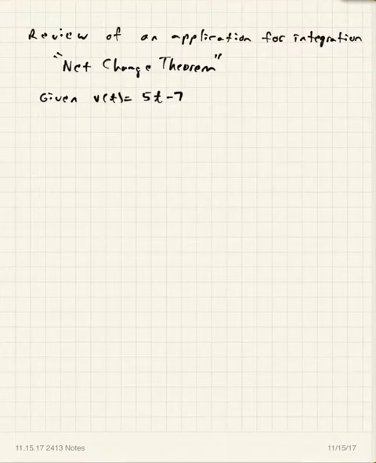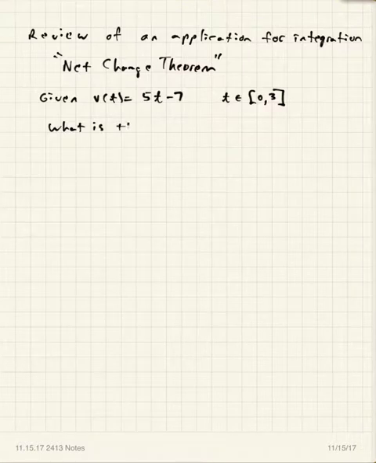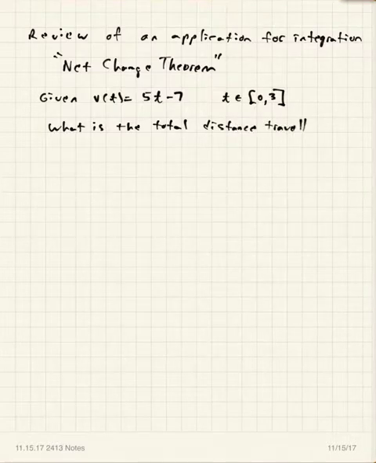Okay, so let's say this is our velocity function. Let's say t is bounded by the times 0 and 3, so this velocity function is accurate for those time periods. So the question we want to answer here is, what is the total distance traveled in the time period from t equals 0 to t equals 3?